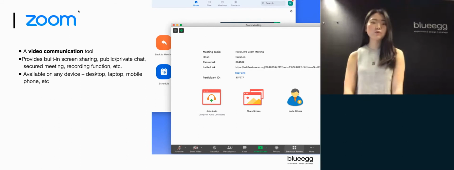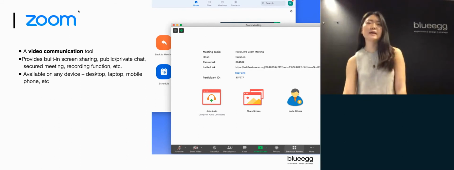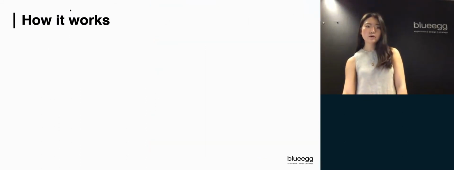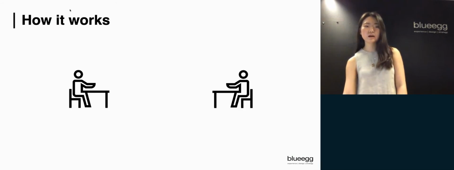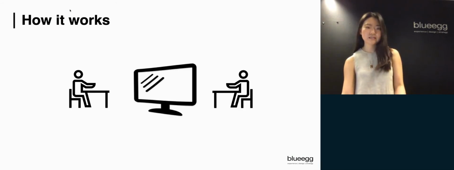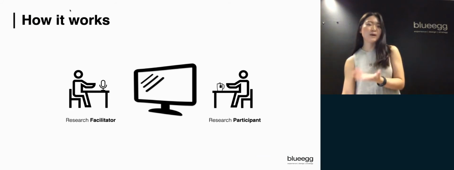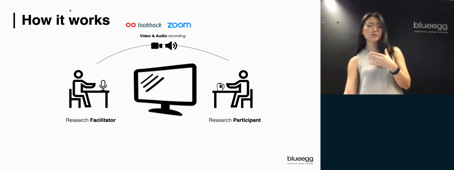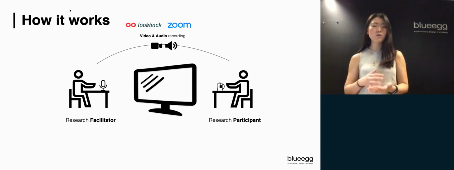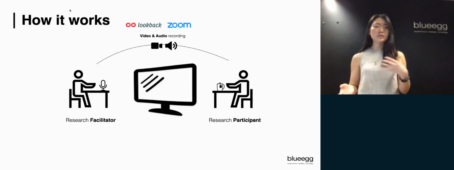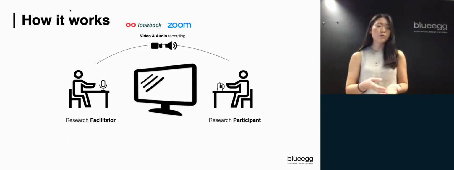Now I'm going to briefly walk you through how it all works together. So there are 2 people talking to each other in front of their computer screens. One is the facilitator and the other is, of course, the participant. For video chat and recording, you can choose between Zoom and Lookback or a mix of those two depending on the type of your participant, whether they are comfortable with one or the other, or whichever works better for your team to collaborate later on.